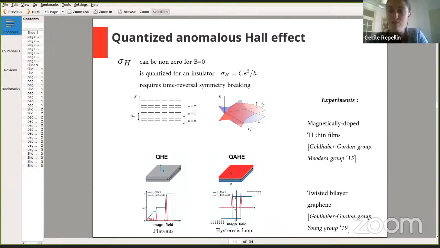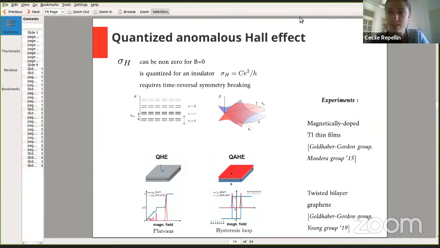So more physically, there are various ways you could realize this sort of phenomenon. The first time it was realized was in magnetically doped topological insulator thin films, meaning that this time reversal breaking I was talking about was really created by adding ferromagnetic perturbations. So time reversal symmetry was broken explicitly because of this magnetic doping.